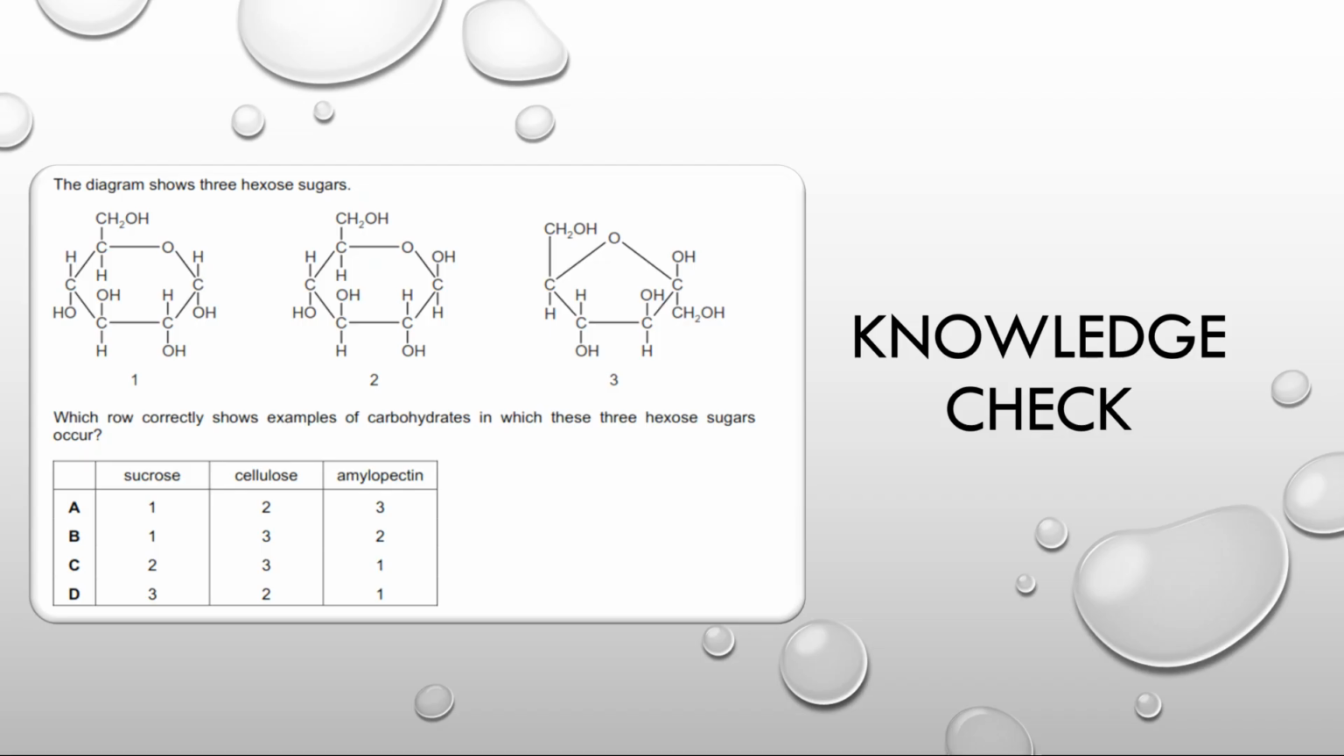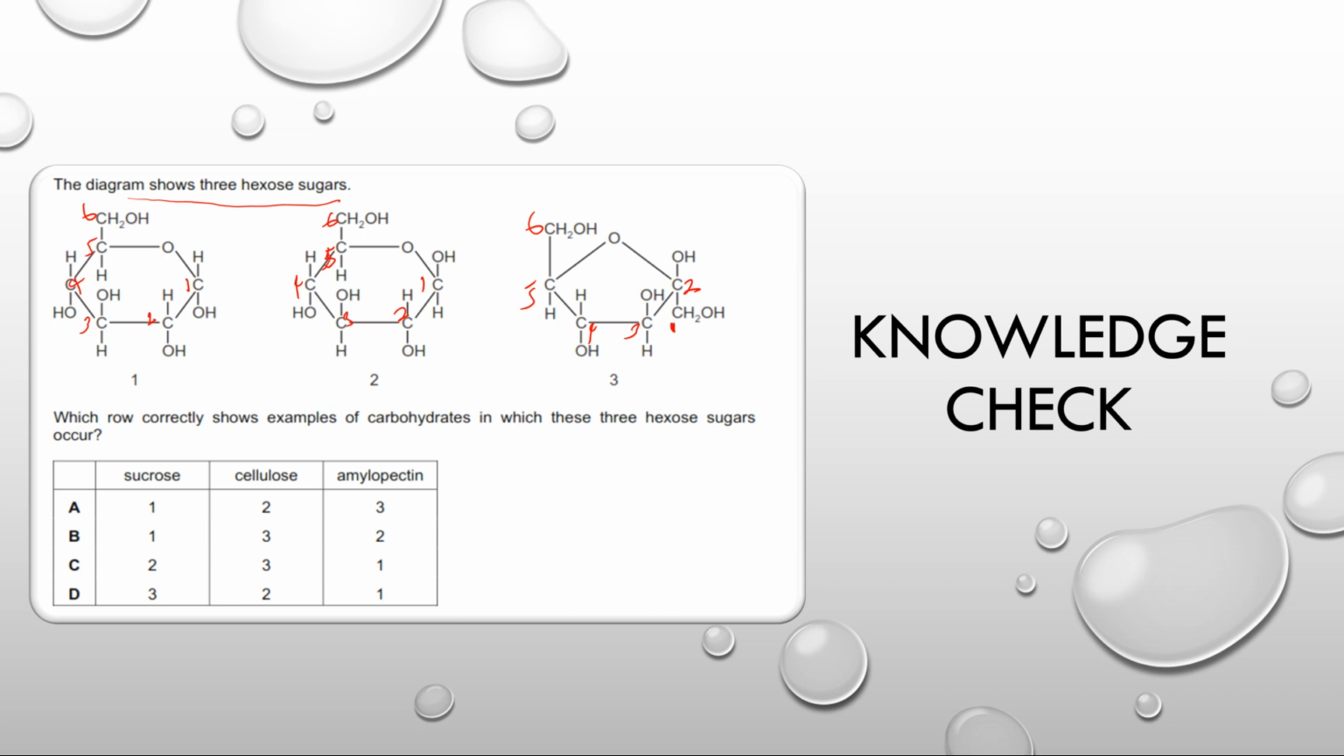All right. So now let's check again. The diagram shows three hexoses. Hexose means they are made up of six carbon atoms. One, two, three, four, five, six. Check this one: one, two, three, four, five, six. They're all hexoses, six carbons.